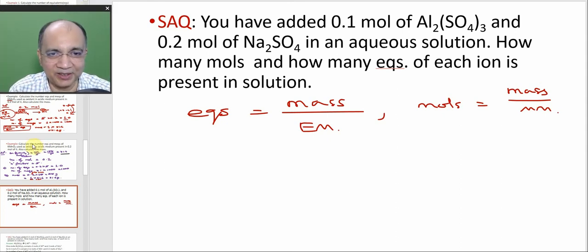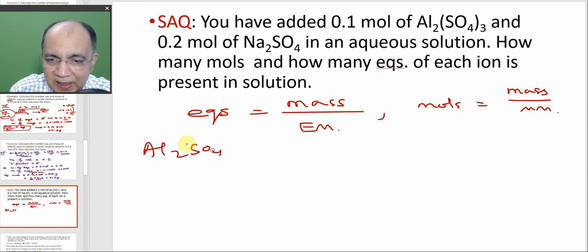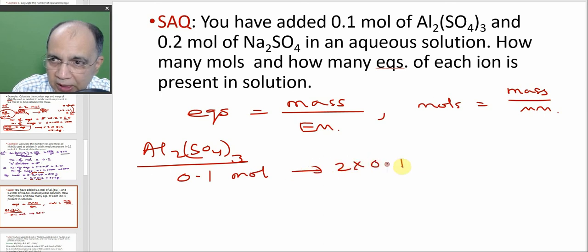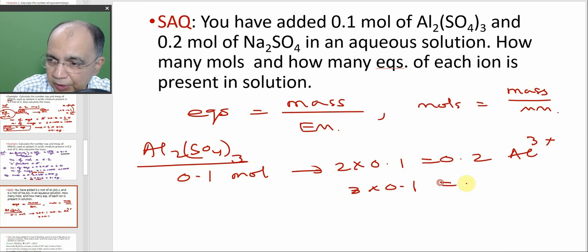Now, again return back. Let us check. See how many aluminum ions are present here. In aluminum sulfate, it has 2 aluminum ions and 3 sulfate ions. So 0.1 mole of it will have 2 into 0.1, that is equal to 0.2 aluminum ions, and 3 into 0.1, because there are 3 sulfate ions, so it will be 0.3 sulfate ions, right?